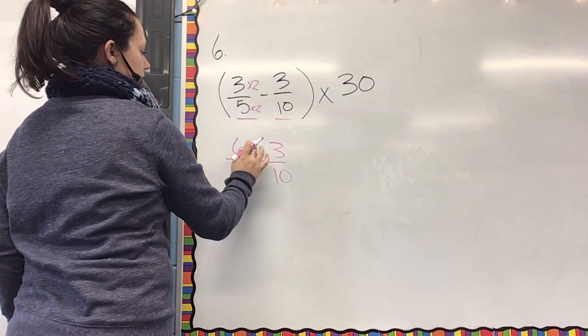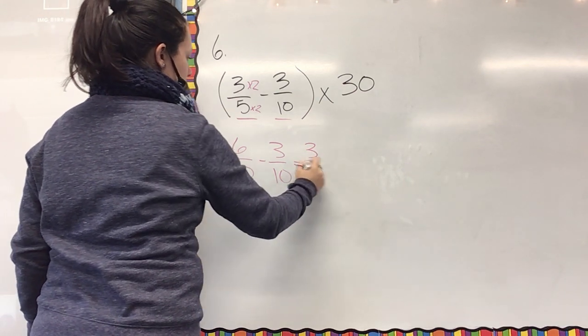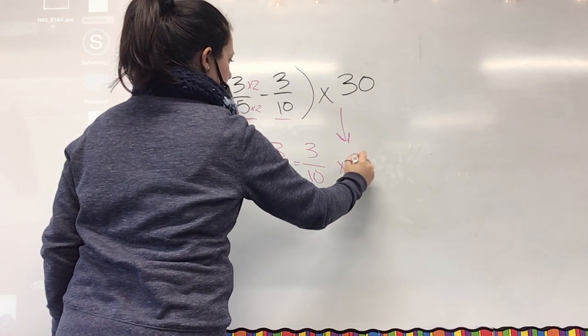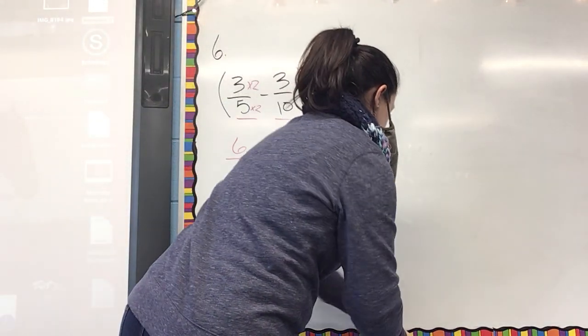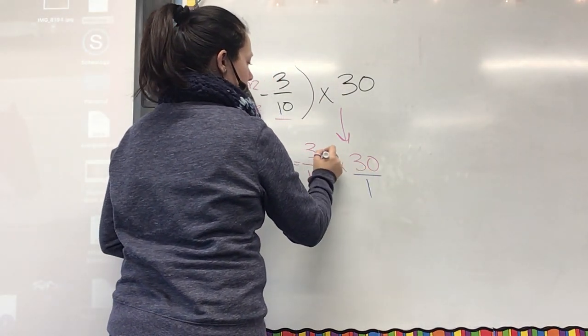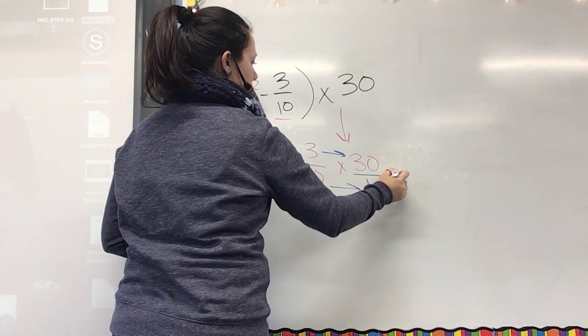What is 6 minus 3? 3. And my denominator stays the same. I bring down the rest of my problem. How do I multiply fractions? I put a 1 underneath, and then I multiply what direction? Across. Very nice.